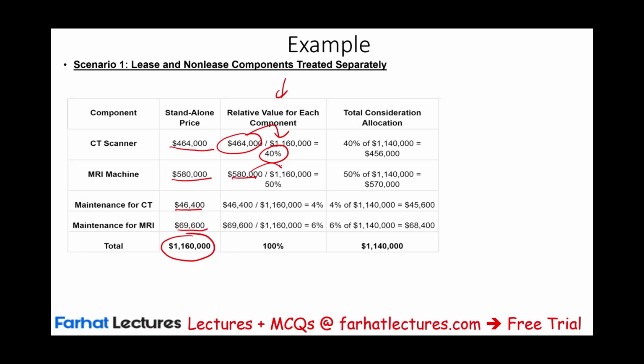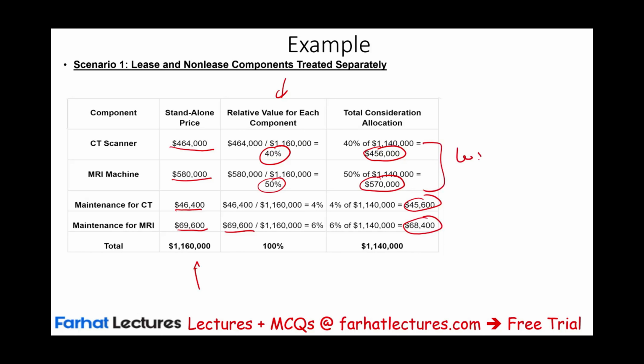The MRI machine divided by the total that we computed here is 50% of the deal. And the same thing for the maintenance and for the CT and the MRI. Now we're going to take the percentages that we find, the relative fair market value, multiplied by the cash payment. We're going to allocate the CT scanner $486,000. This is the lease. And for the MRI, 50%, $570,000. And for the other ones, it's going to be service, $45,600 and $68,400.